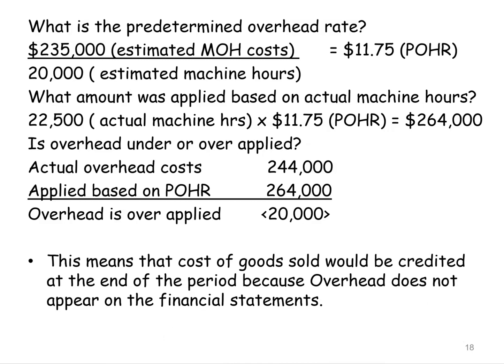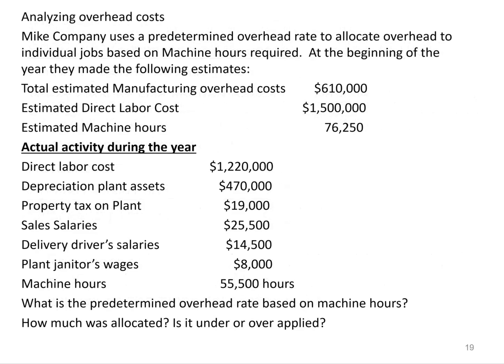This means that cost of goods sold will be credited at the end of the period because overhead does not appear on the financial statements. We have to zero it out. So let's take a look at that one more time. So here's another example. We have a company. They have their total estimated overhead costs.